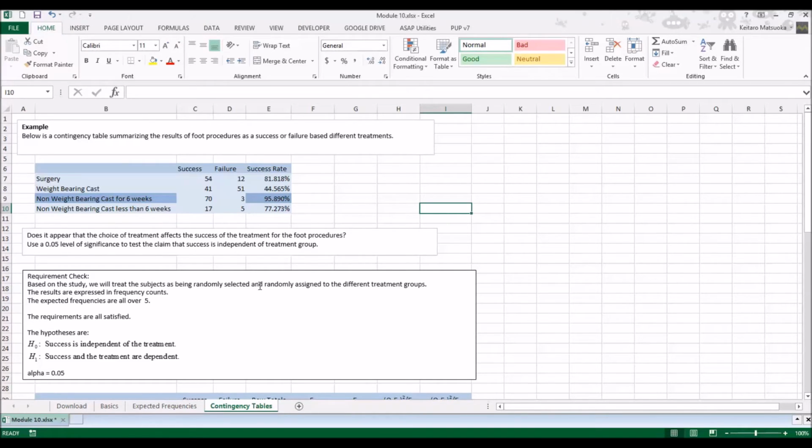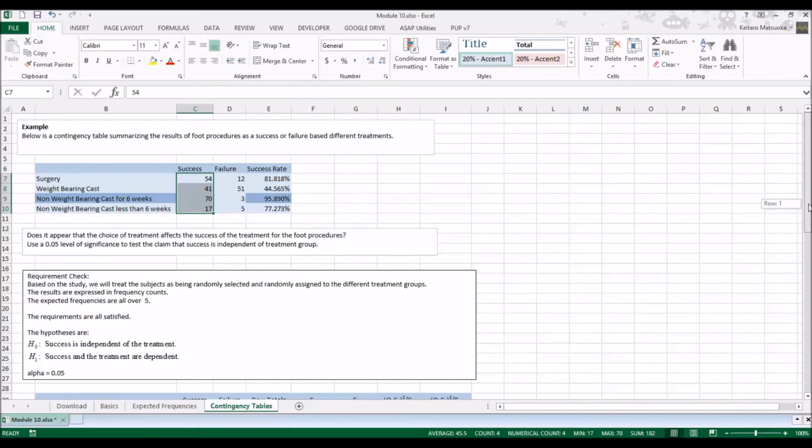Here's a quick requirement check. We see that the test subjects were randomly selected and then randomly assigned to different treatment groups. The results were expressed in frequency counts, which is basically counting how many successful surgeries. And expected frequencies are all over 5. So looking at the success, they're all over 5. So that's good. So all the requirements are satisfied.